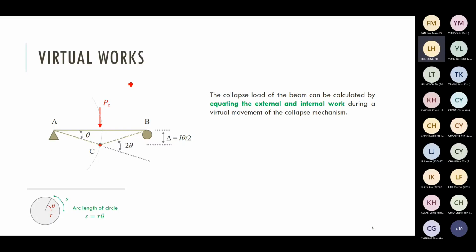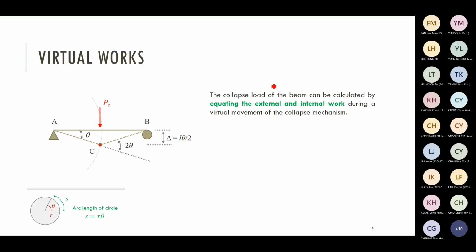In this example, you cannot see the beauty, you cannot see the advantages of applying this theorem. I just showed you the procedures. But when the problem gets more and more complicated, you will start to see the advantages of using the upper bound theorem. But anyway, let's have a look at the procedure first.